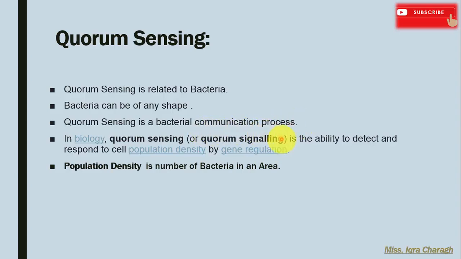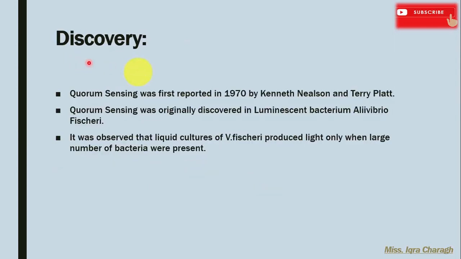In biology, quorum sensing is the ability to detect and respond to cell population density by gene regulation. Population density is the number of bacteria in an area. Next, we see how quorum sensing was discovered. Quorum sensing was first reported in 1970 by Kenneth Nealson and Terry Hastings. It was discovered in the luminescent bacterium Aliivibrio fischeri. It was observed that liquid cultures of V. fischeri produced light only when a large number of bacteria were present.